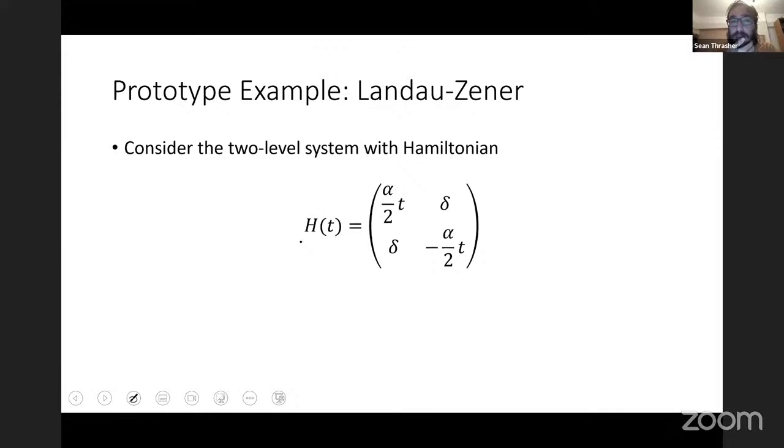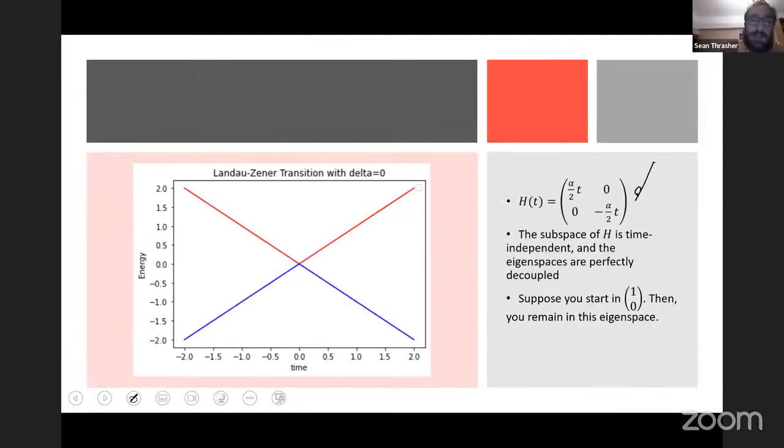Okay, and I just want to demonstrate this with a two-level system. Imagine that I have a Hamiltonian like this. If I start here, I end up going through like that. So this is 0, 1, for example, and then this is the ground state, 1, 0.